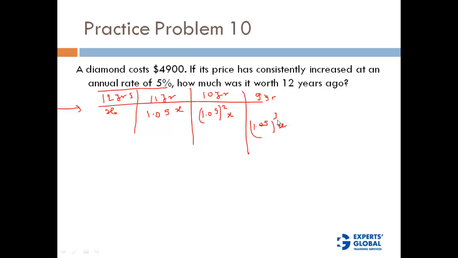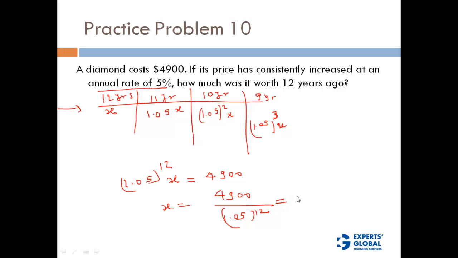So that means what is going to be today's price? After 12 years, it is going to be 1.05 raised to 12 into the original price, is equal to today's price. What is today's price? We have 4900 as today's price. Now all we have to do is get the value of this particular expression, and if you look at it, the value you will get is 28.50. This is the amount.